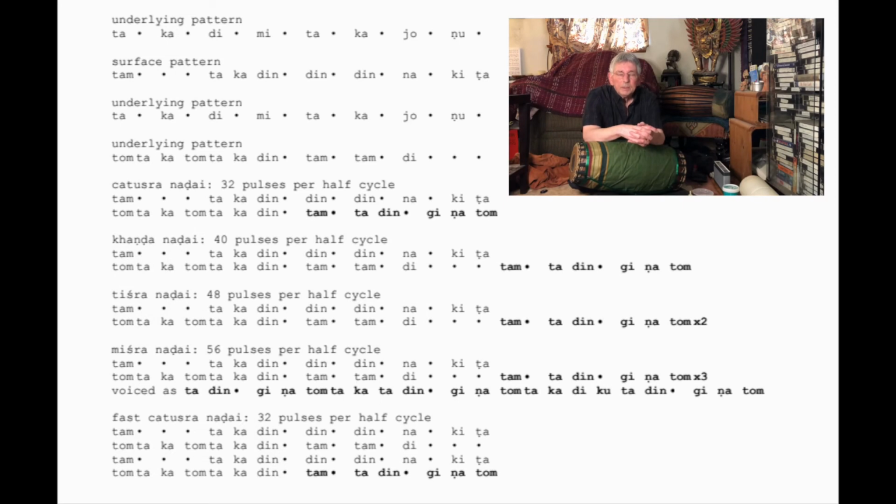Here it is. The phrase tam tadin ginatum can be substituted for any part of the 8-note phrases that make up the composition. So what he did was put it at the end of the first phrase. Tam takadin din din na kitatum takatum takadin tam tam di.